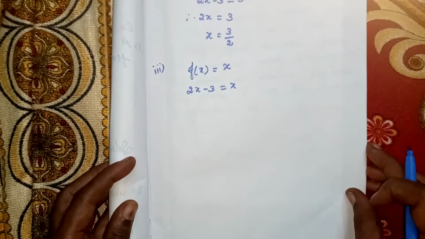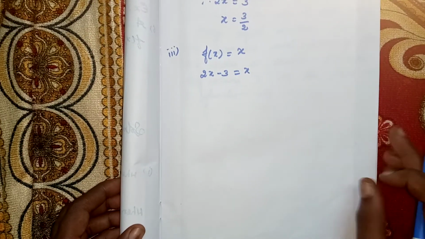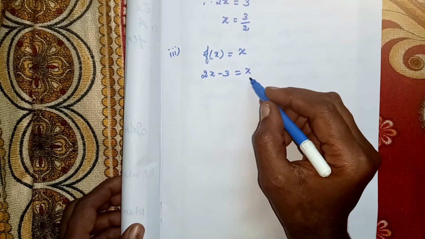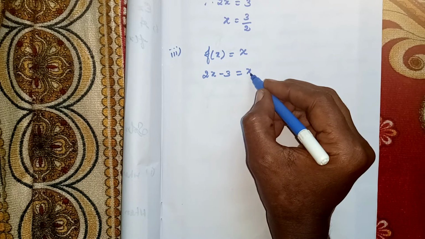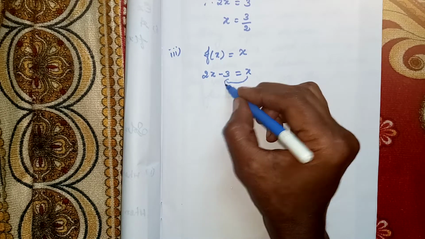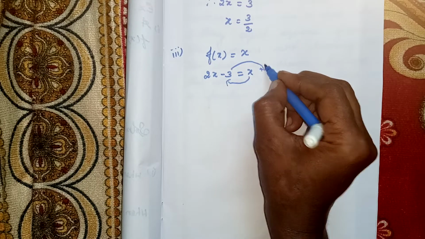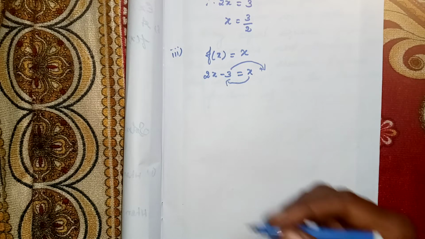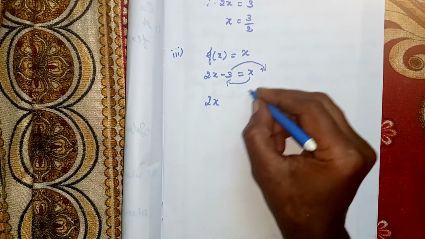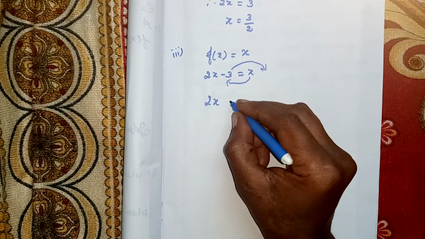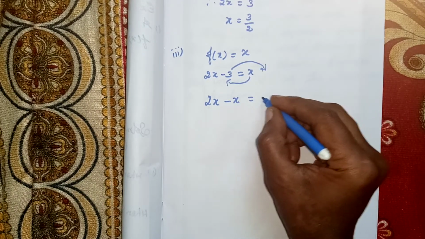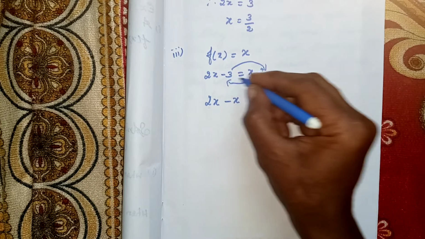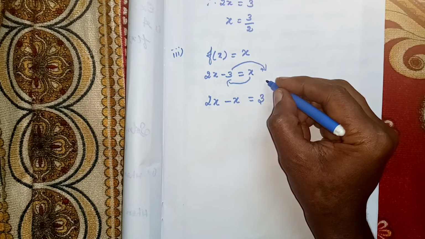Here f of x is equal to x. So 2x minus 3 is equal to x. Now variable terms take to the same side. Constant terms take to the other side. Okay. This is the variable, so the x value you want to bring here. This minus 3 you have to take here. So what will we get? 2x, plus x when we are taking to the left hand side, minus x is equal to this 3. When we are taking minus 3 here, plus 3 we will get.